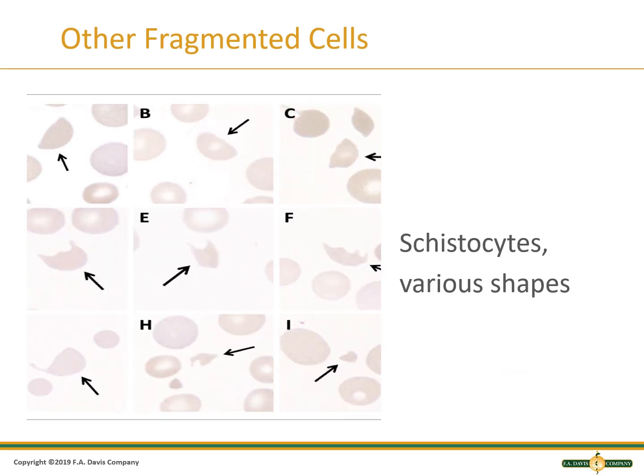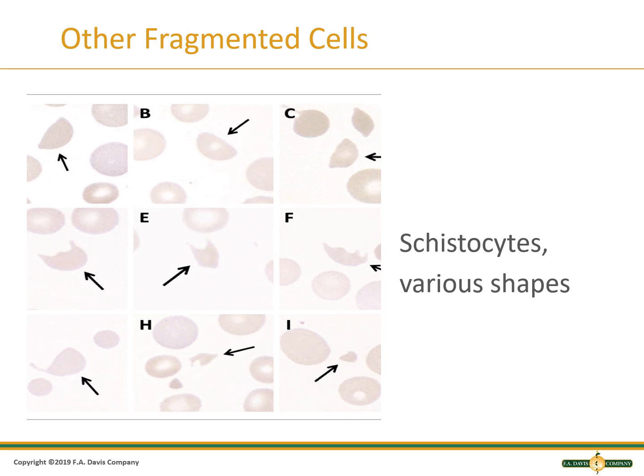We also have other fragmented cells known as schistocytes, and I know this image is a little pale, but schistocytes are various shapes, so you can see in each image, A through I. They're not a normal red blood cell, that's obvious, but they aren't any particular shape. They're not necessarily hyperchromic, but the presence of them being there, especially in numerous fields, should be noted on the patient's results.